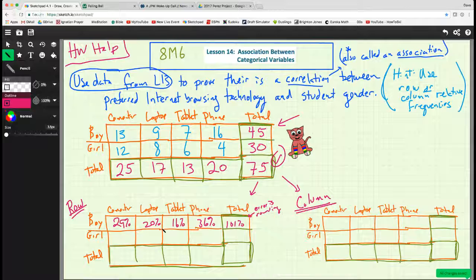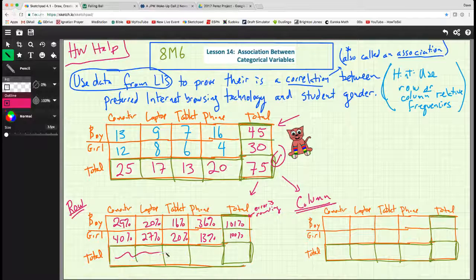Okay, on this next one, 12 divided by 30 is 40%. 8 divided by 30 is 27%. 6 divided by 30, I'm guessing, is 20%. And then 4 divided by 30 is 13%. And so here we get 101%. Okay, so that's our row numbers.